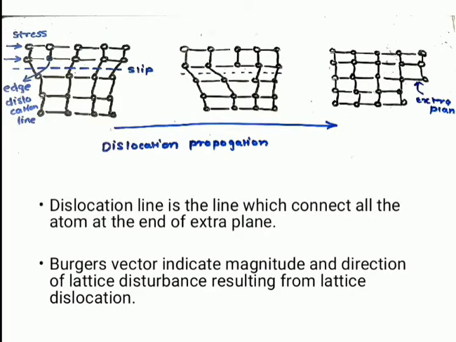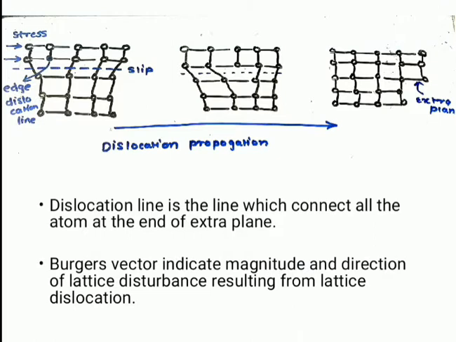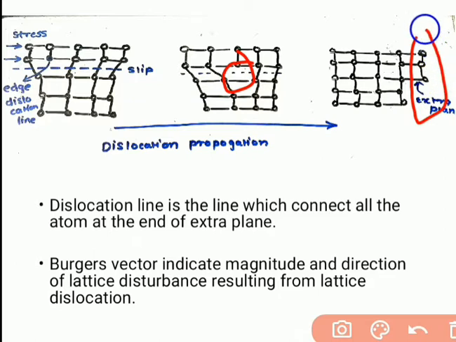Let's see what is Burgers vector now. The Burgers vector indicates the magnitude and direction of lattice disturbance resulting from lattice dislocation. Let's see here. Here we have our dislocation line which is going inside and we'll represent it with a dot. If we apply stress, this dislocation line will move. Now it is present here, and if we apply more stress, then the whole dislocation line will be gone and we'll see there is an extra plane of atoms.